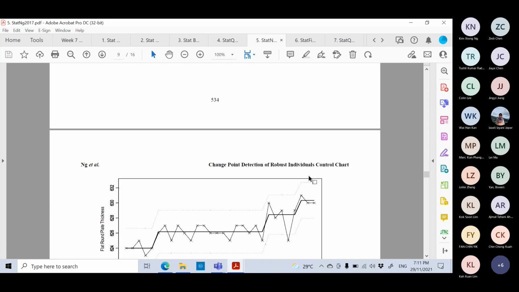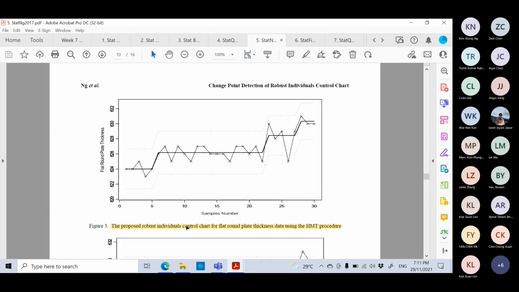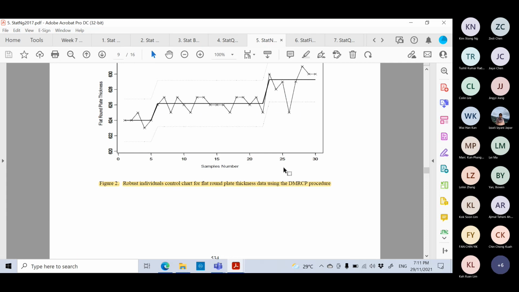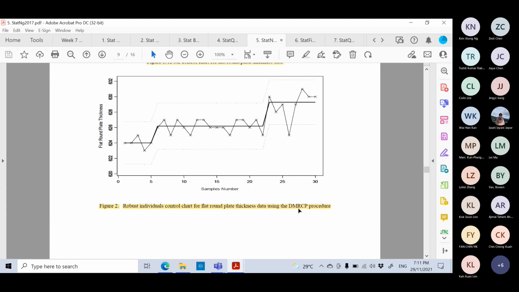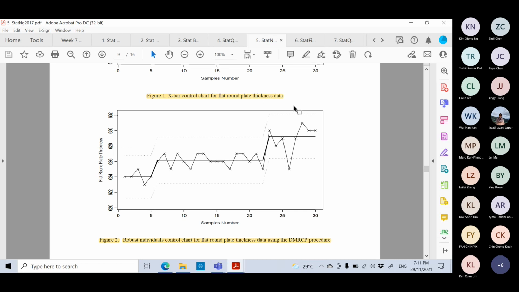Okay, and then you have another graph here. If you're using the proposed technique over here, then you also can detect the change point. But in fact, you can only detect the out of control point here. Whereas on this one, they're using the DMRCP procedure. They can detect it also here, but you're not aware that in this part the mean has also changed. It can change to another part here.